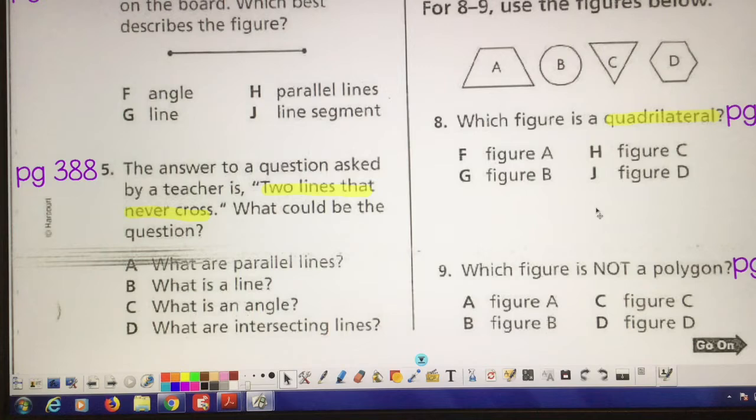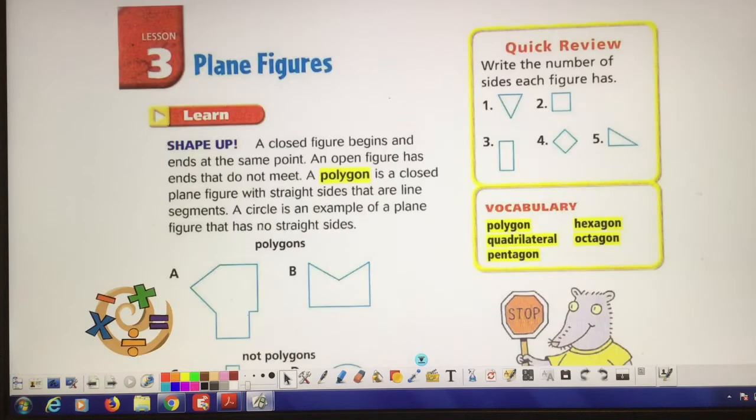Now number 9, which figure is not a polygon? Now do not get confused on that. It's "not," so that means 3 of them are polygons, but 1 of them is not a polygon. Let's go figure out the definition of a polygon, which is back on page 390. A polygon is a closed plane figure with straight sides that are line segments.